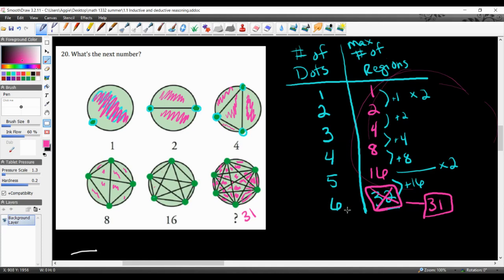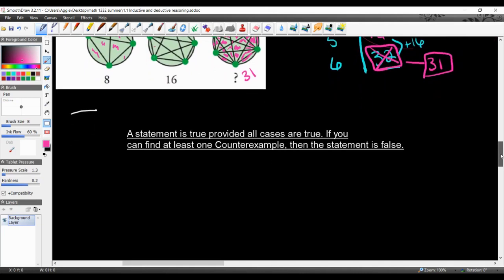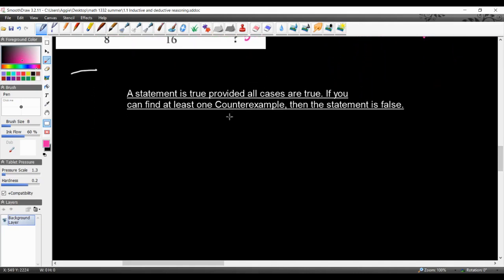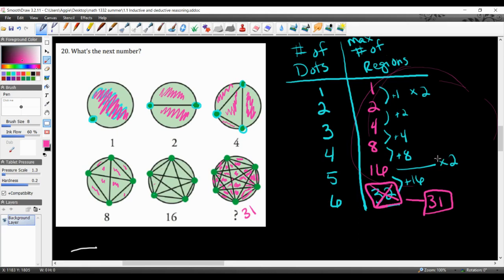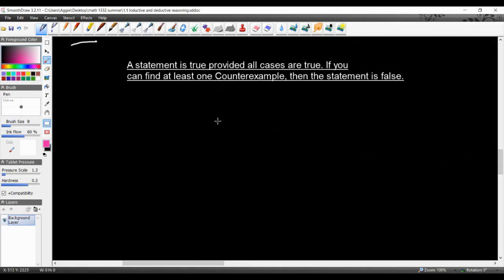And that leads us to our next concept, something called a counterexample. A statement is true provided that all cases are true. So if we had said the conjecture for this example was that the number of dots is just multiplied times 2 to get the number of max regions per circle, that conjecture would be false based on this right here. When we have 6 dots, the number of regions is actually 31, not 32. So that is an example of a counterexample. If you can come up with a counterexample to a statement, one counterexample is all it takes to prove it wrong. So let's do a couple of examples using counterexamples and how this works.